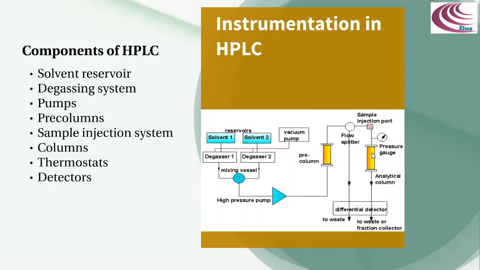Column effluent passes through a non-destructive detector where a property such as UV absorbance, refractive index, or molecular fluorescence is monitored, amplified, and recorded as a typical detector response versus retention time chromatogram. And this effluent may be either discarded, recycled, or saved for further studies in a fraction collector, which is synchronized with the detector. So this is the overall working of HPLC.